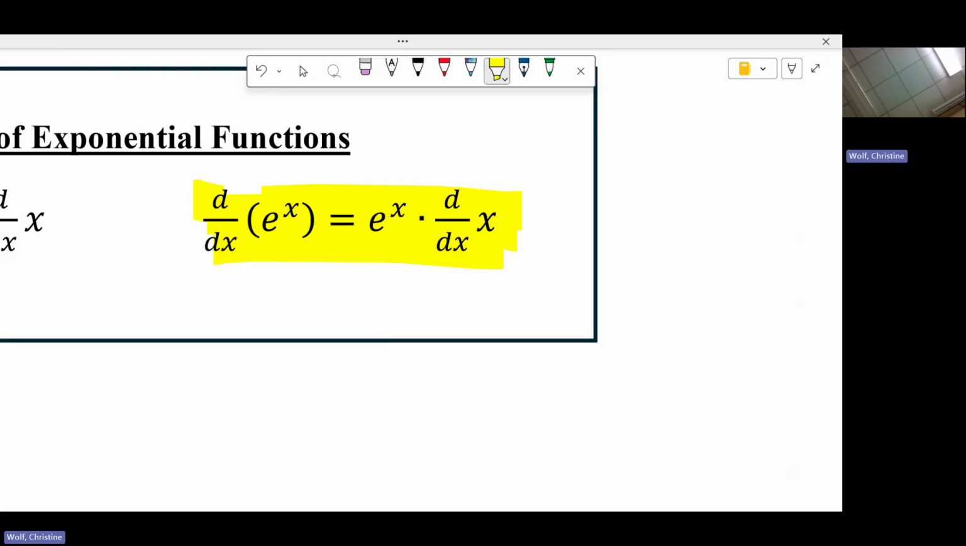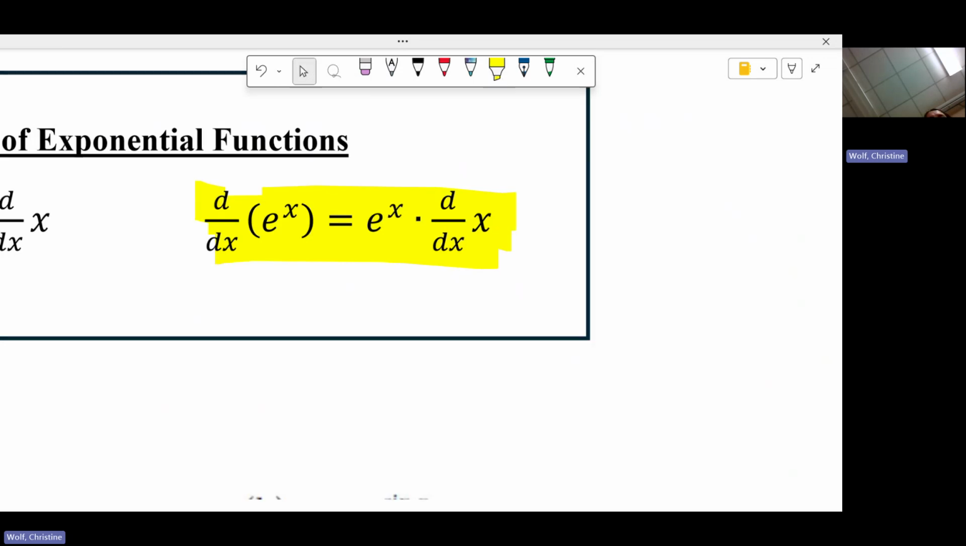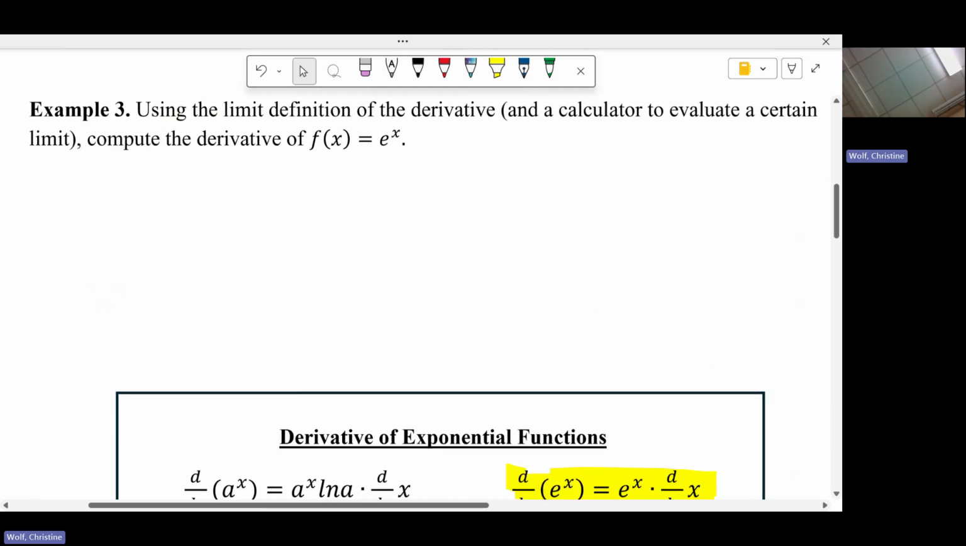Okay? This is our first proof. And there may or may not be a proof on your test for this one. Okay? So here we go. We're going to prove that, and that's what I left the space for right here. We are going to use the limit definition.